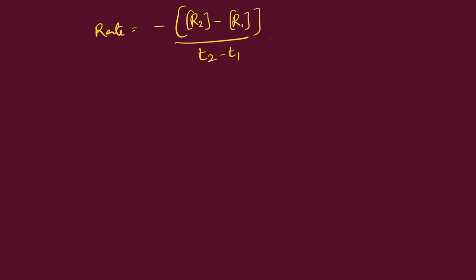Next one, in this reaction, what can I write now? Rate simply, once again I am writing here, minus R2 concentration minus R1 concentration divided by T2 minus T1. Concentration unit, what is that? Mole per liter. Time unit generally we take in the second. Therefore, it can be mole liter inverse second inverse.